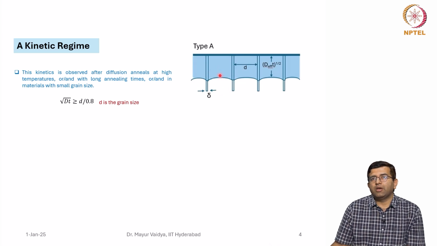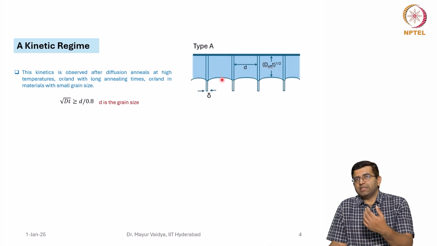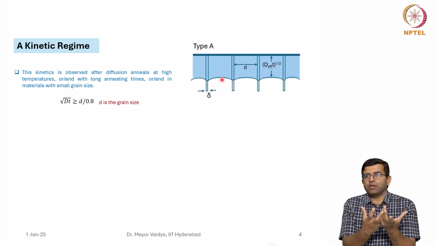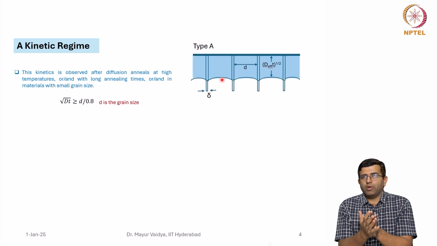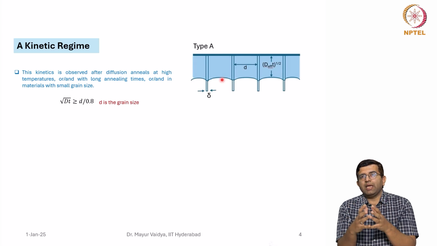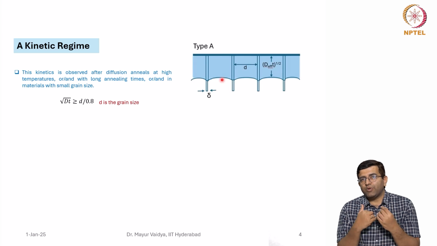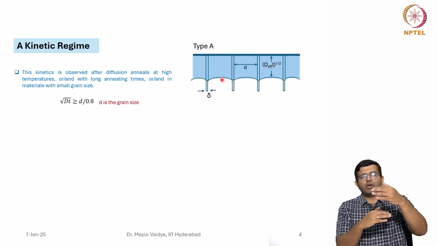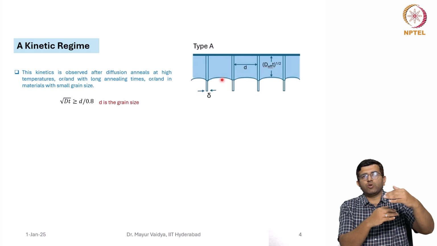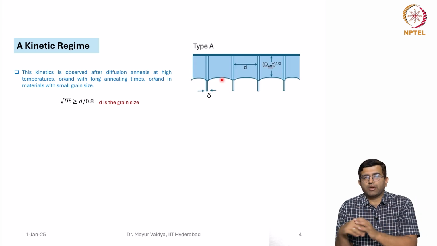So, I take a point here, let us say. I do not know whether this concentration is separately coming from the direct diffusion or from the leakage flux. It is the sum of all. So, in a sense, what I am able to measure is only an effective value. That is why in this A kinetic regime, the diffusion coefficient that you measure is called an effective diffusion coefficient. You cannot measure a lattice diffusion or a grain boundary diffusion coefficient.